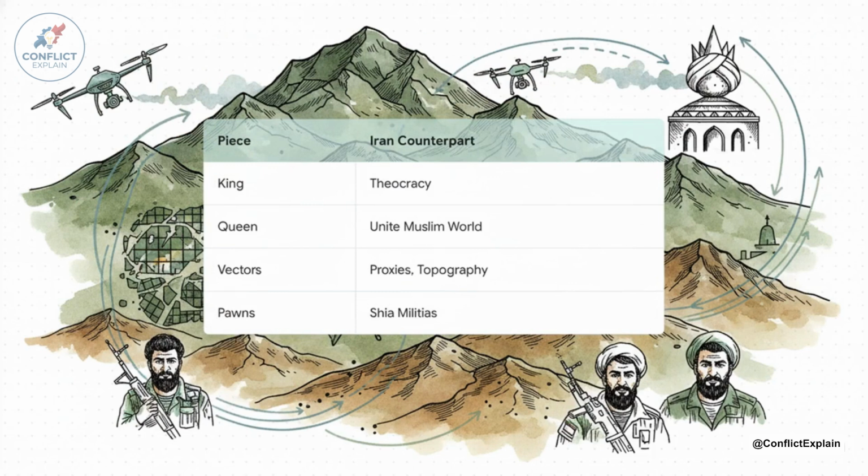On the exact opposite side of this regional board is Iran. Their king is a strict theocracy, driven by fierce religious zeal, but vulnerable to alienating its own secular younger population. Their queen's strategy is to unite the Muslim world and entirely displace US-aligned powers in the region.